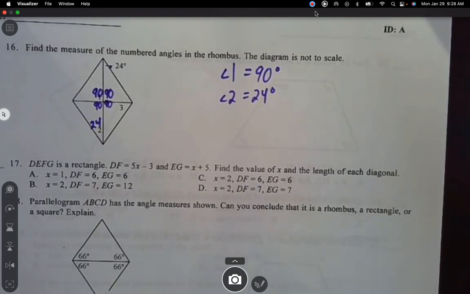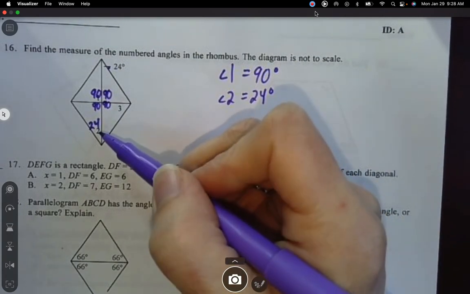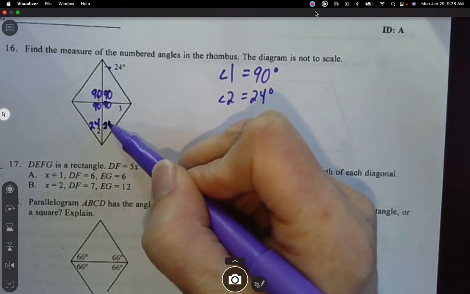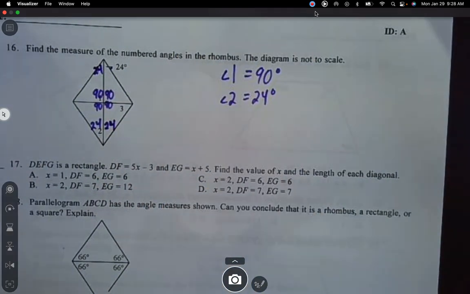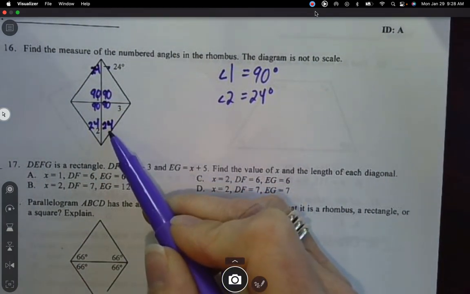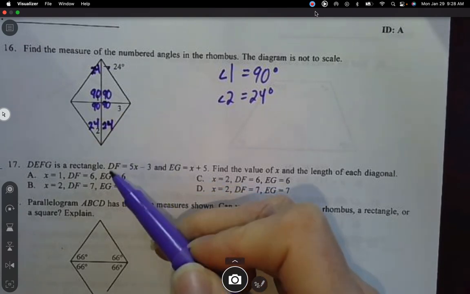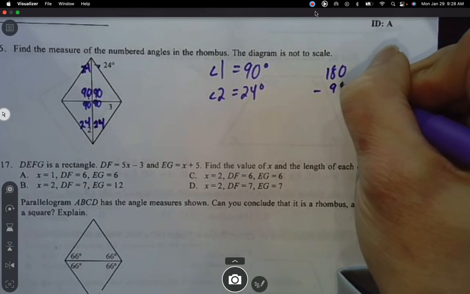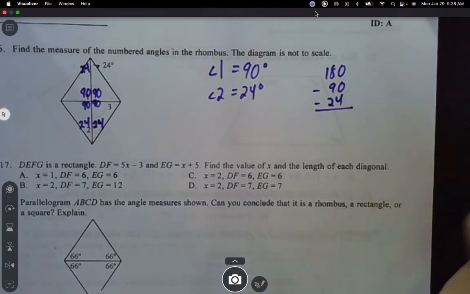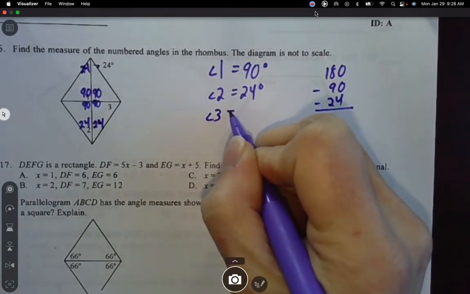Yeah, and okay. So basically, this one would be 24. This one would be 24. That's what we know in a rhombus. Find that last missing angle. Yeah, those together, 90. So I did. That's what I was saying. Second, 180 minus 90 minus just 24. And what's our last little angle going to be?